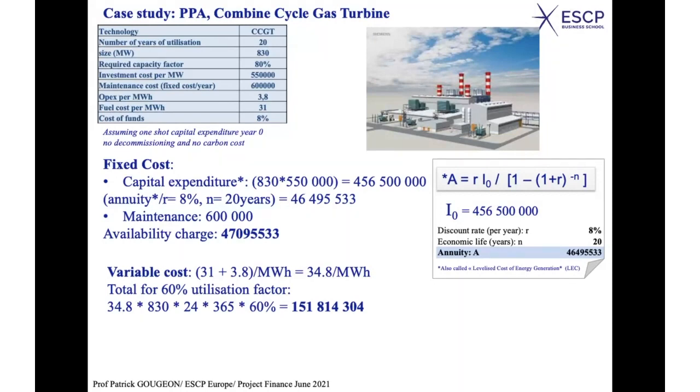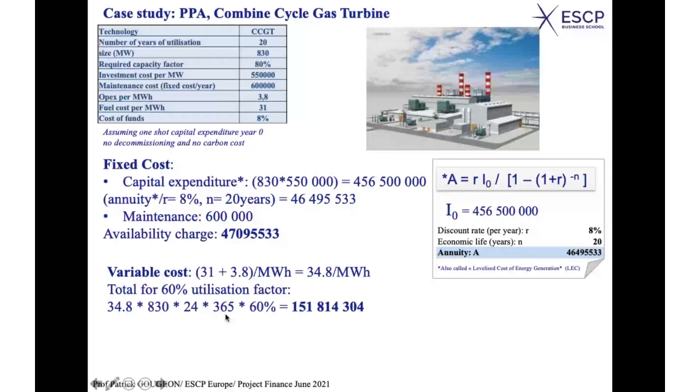The utilization factor is 60%, which means that the plant will produce 60% of the time. So the cost is 34.8 per megawatt hour. How many megawatt hours do you have? 830 installed capacity in terms of megawatts times 24 hours per day, 365 days in a year, and you take only 60% of that.